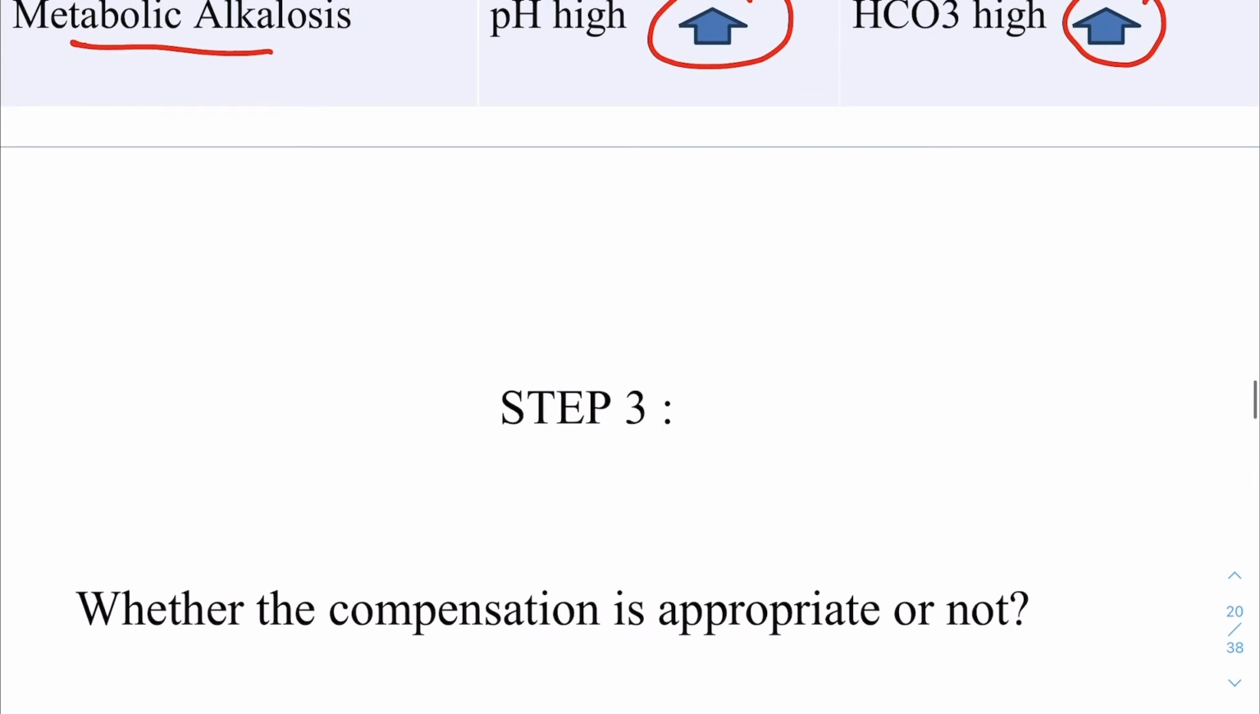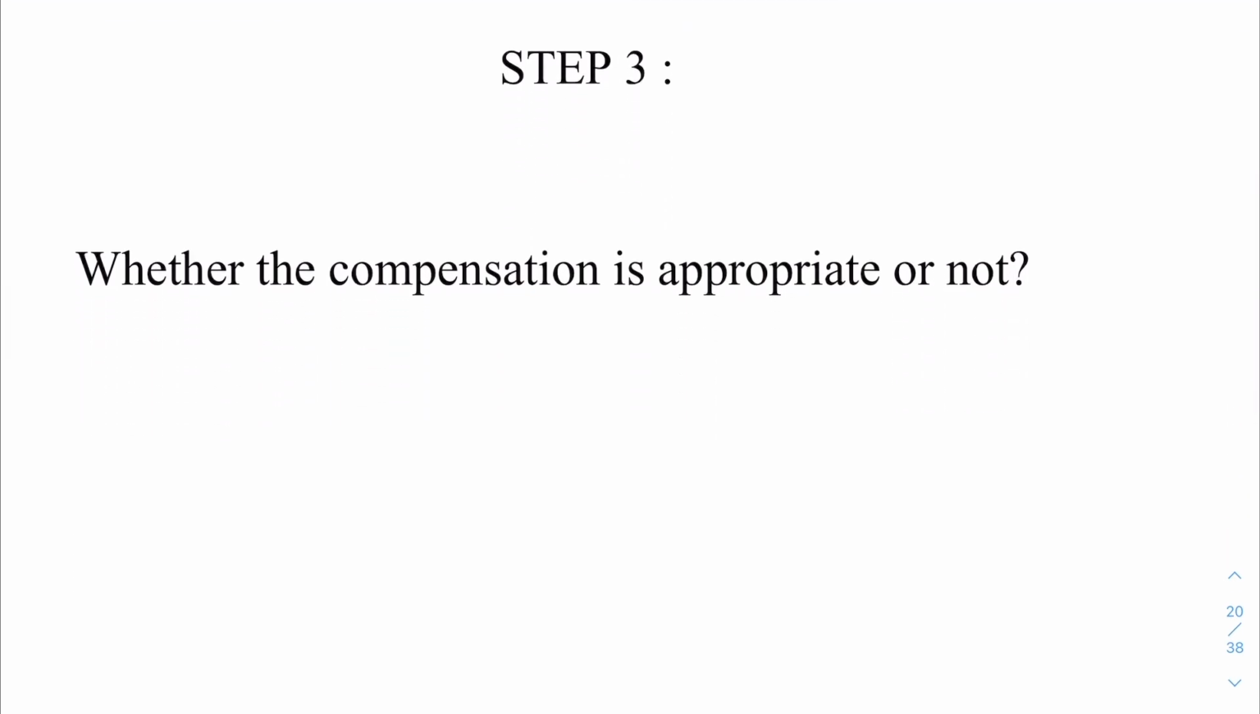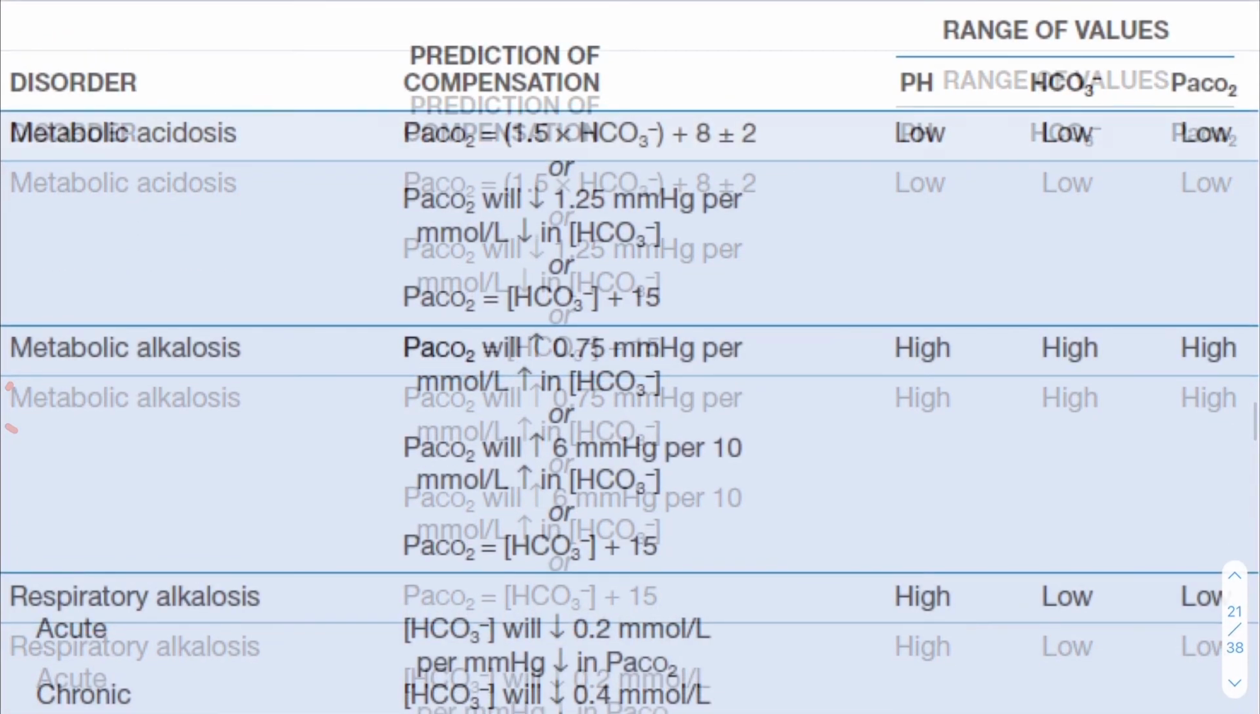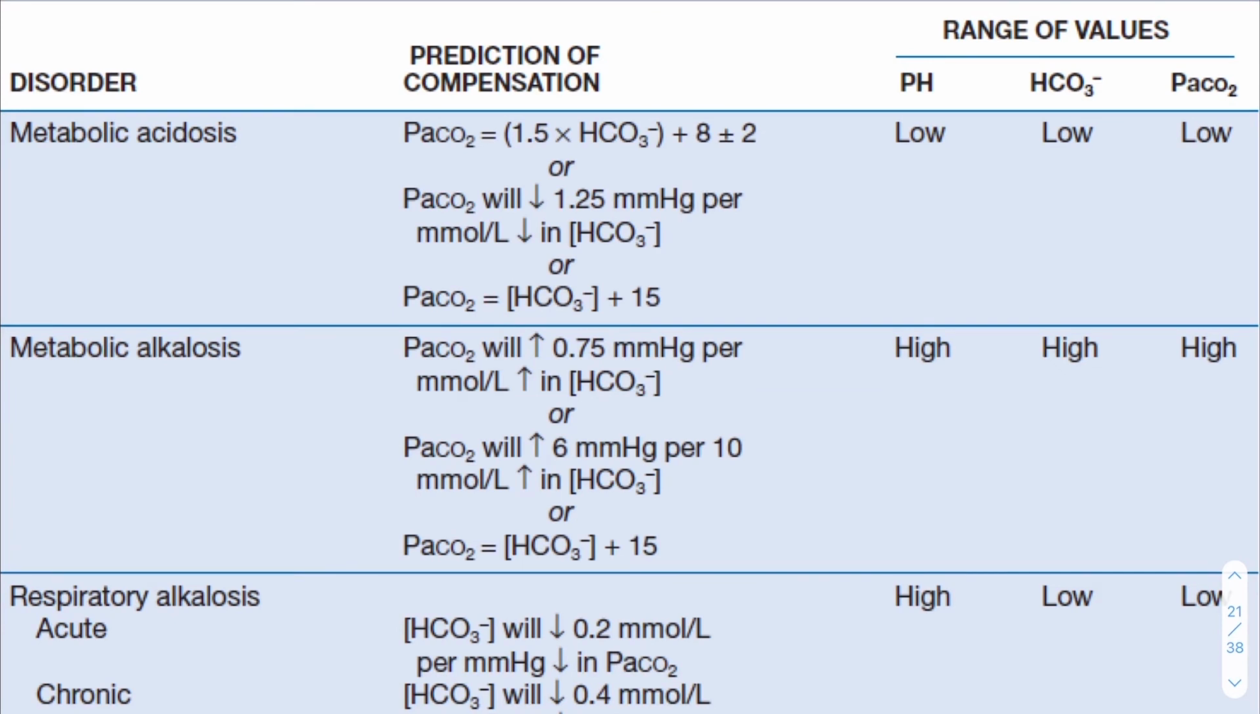In the next step, as I said, we need to know whether the compensation is appropriate or not. Now, how do we identify the exact compensation? There are formulas by which we can identify the exact compensation. So, from this chart, we can identify whether the compensation is exact or not. So just look at the formulas for finding out the compensation. For metabolic acidosis, as the name suggests, pH will be low and bicarbonate will be low. So as a compensatory mechanism, what will the body try to do? Our respiratory system will try to exhale more carbon dioxide.